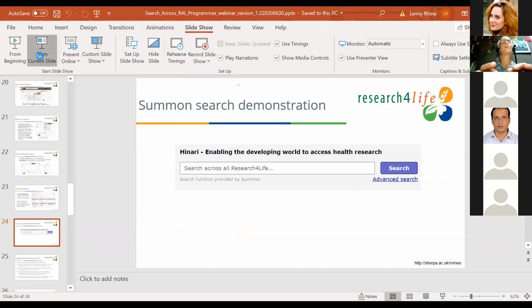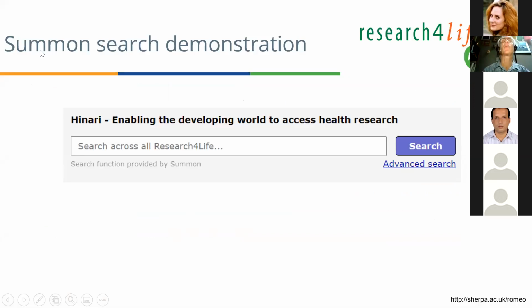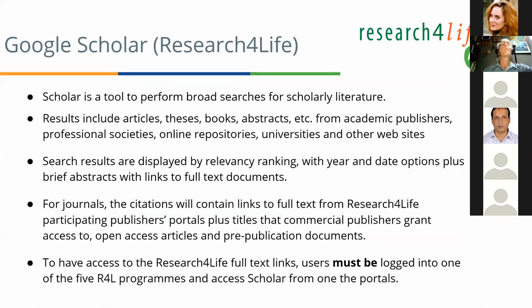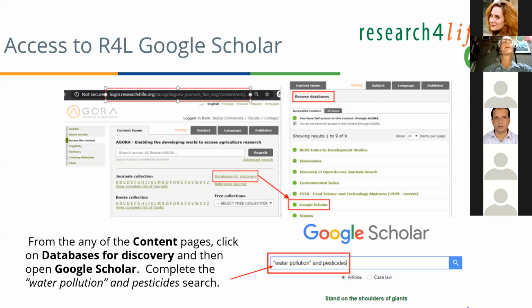From current slide, right? All right, so we have done this searching. Then I was talking about Scholar and how it has articles, books, theses from academic publishers, professional societies, relevancy ranking. You must log in from one of the 5 programs and access Scholar from one of the portals. Okay, everybody now sees Agora, correct?